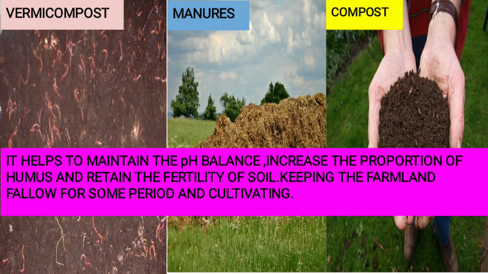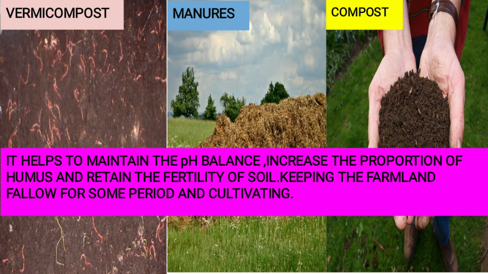Now, as I told you, fertilizers, chemicals and all this damage the soil. So can you use some natural methods? Of course, you can use vermicompost, manures and compost. These are the three things which you can use. It will help to maintain the pH balance, it will increase the proportion of humus, and it will regain the fertility of the soil. Keeping the farmland fallow for some period and then cultivating. These are the two things. You can keep your farmland fallow, means empty, for some time, and then you can cultivate crops.